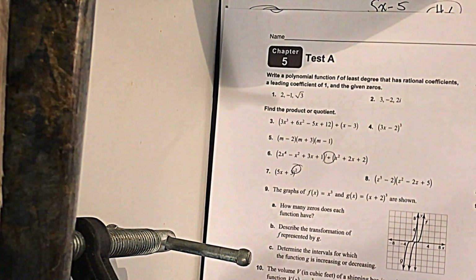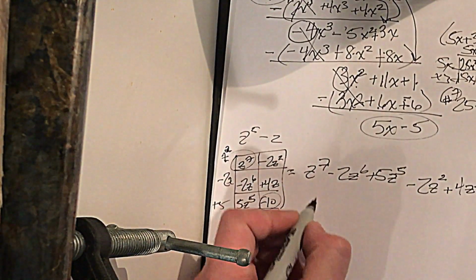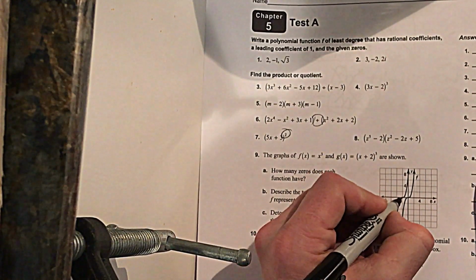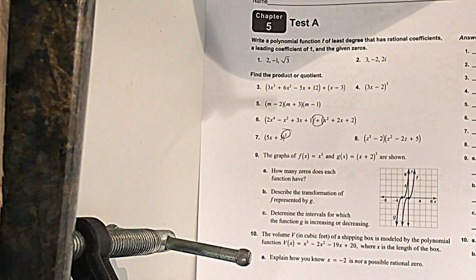So let's take a look at our answer sheet here. Okay, so number 9, part A. How many zeros does the function have? Well, there's one right here. When you graph y equals x cubed on your calculator, you can zoom in way far and you can tell it still only has that 1 zero at the origin.